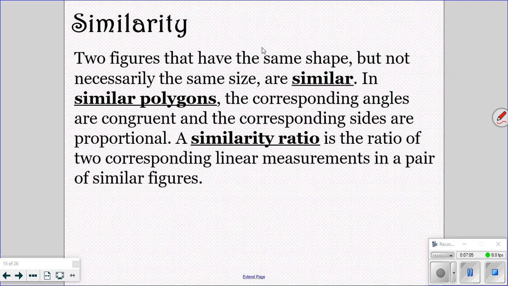For a similarity ratio, that's going to be the ratio of 2 corresponding linear measurements in a pair of similar figures. So if we have a figure here and a figure here, and this is 1 and this is 2, the ratio of the 2 is going to be 1 to 2, because you just do one side over the other side.